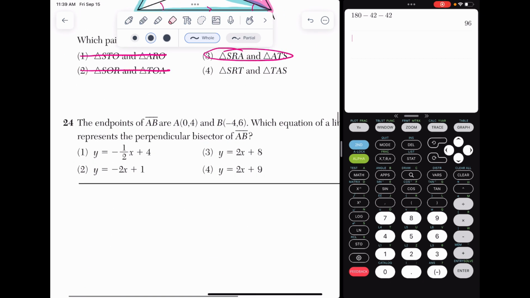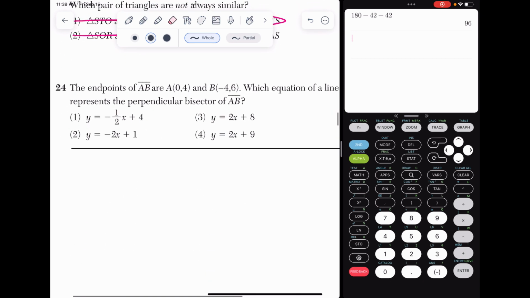All right, finally, our last multiple choice question. The endpoints of AB are (0, 4) and (-4, 6). Which equation of a line represents the perpendicular bisector of AB? All right, well, first let's start with the slope of AB. Okay, you could also choose to do this graphically if you prefer. I'm going to do it this way.